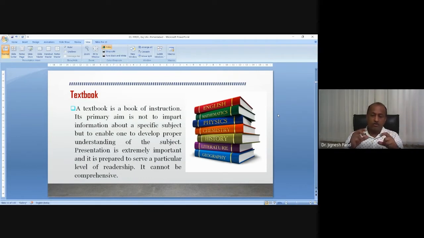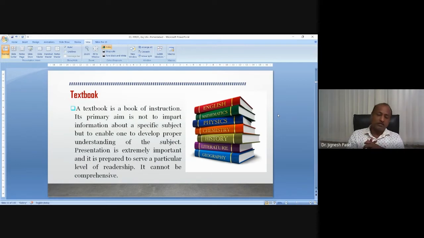A textbook is bound, meaning it is prepared to serve a particular level of readership. It cannot be comprehensive. You can see the words, it cannot be comprehensive. It gives you limited material on the topic as described in the syllabus. But if you want more knowledge about a particular topic, you can turn to reference books and reference materials, so that you can gain deeper knowledge about this content area.